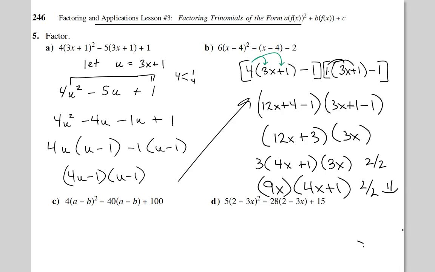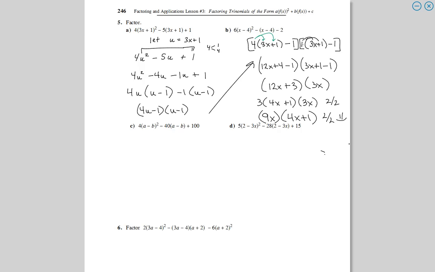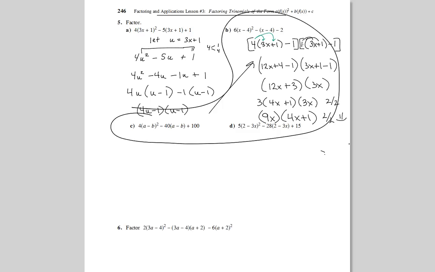Okay, so make sure you guys are practicing at least one of these. Okay, C, B, and D.